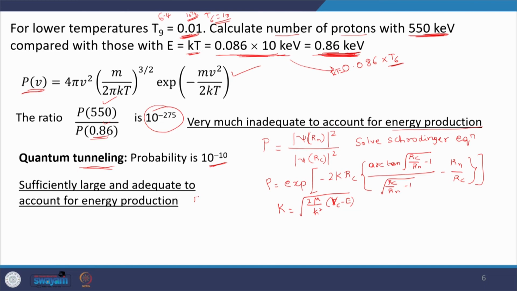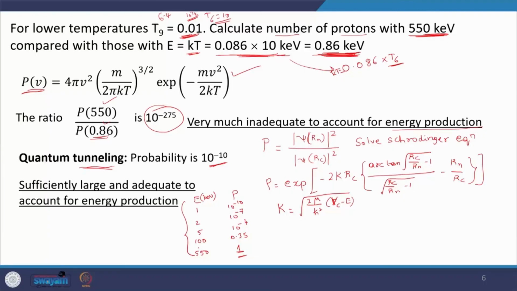Now, if I go for energy and the probability for 1 keV, 2 keV, 5 keV, 100 keV and 550 keV, the energy in keV, the probability is 10 to the power of minus 10 for 1 keV, 10 to the power of minus 7 for 2 keV and 10 to the power of minus 4 for 5 keV, 0.35 for 100 keV, and as you expect, 1 is the probability for tunneling to take place, for fusion to happen, at 550 keV, because this is the Coulomb barrier.